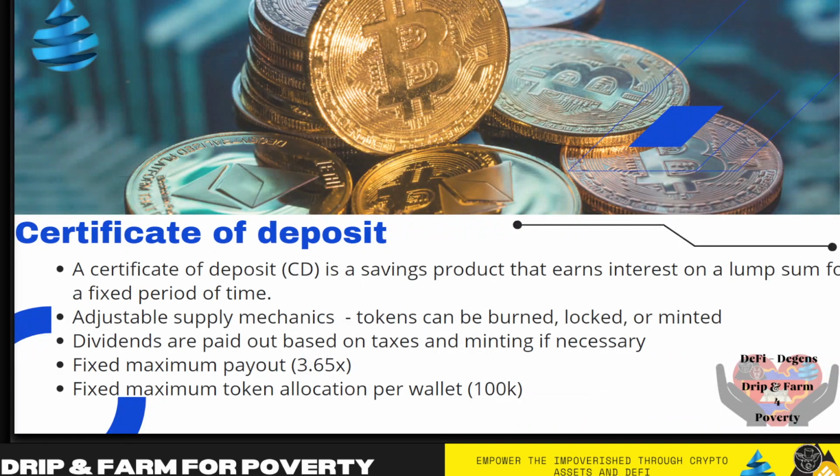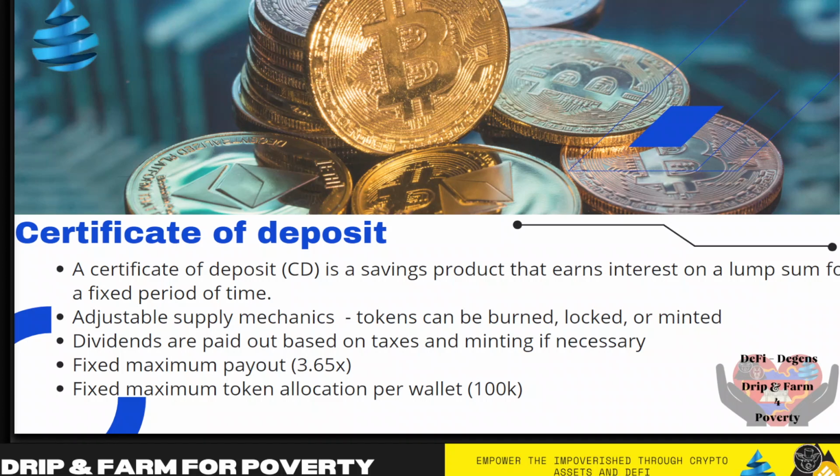Second, and this is the most common and most appreciating reason to get into the Drip token, that is because it acts as a certificate of deposit. So if you're not familiar, a certificate of deposit is a savings product that earns interest on a lump sum for a fixed period of time. And some of the mechanics built into one contract of the Drip token is that the tokens have adjustable supply mechanics, meaning the tokens can be burned, locked, or minted. This helps with controlling the supply.